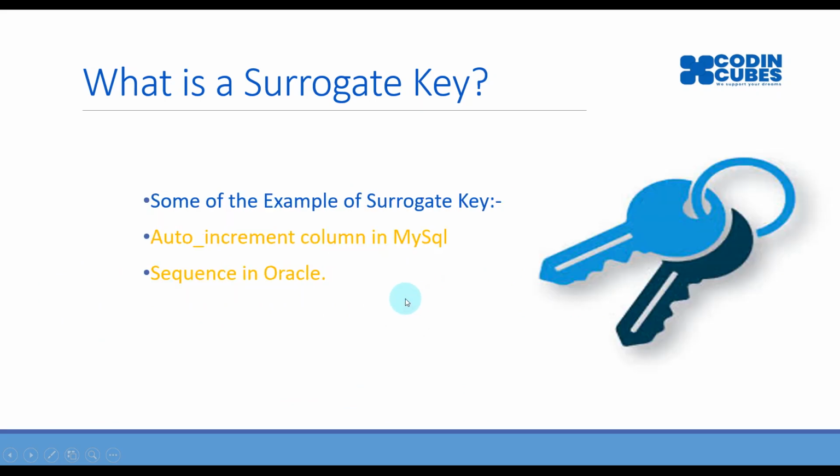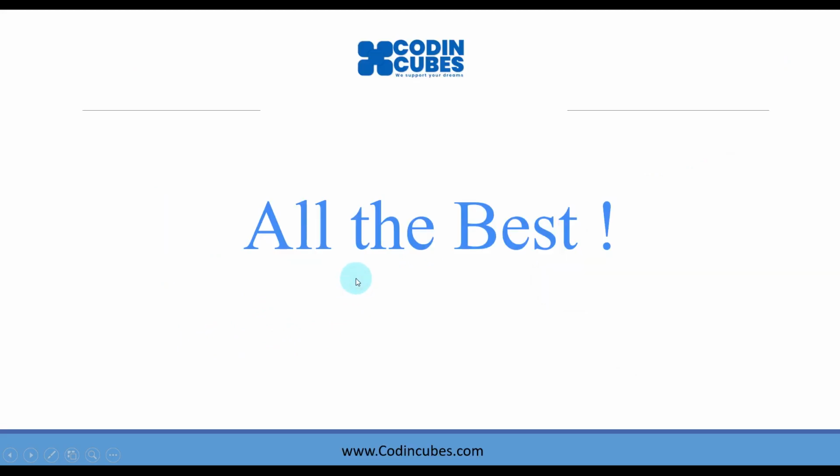We can also discuss some of the examples where surrogate keys are used. Like we use it in MySQL by the use of an auto increment column, and also we use it in Oracle by means of a sequence. So that's all about the surrogate key.